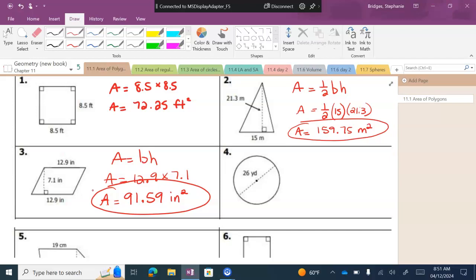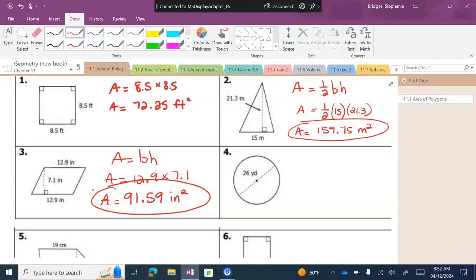Okay. Is the diameter part of my formula for area of a circle? Is there a D in the formula for area of a circle? No. This one starts at the center and only goes halfway. What is that one called? Radius. Okay, so when you're looking at finding the area of a circle, you only want the radius, not the diameter.